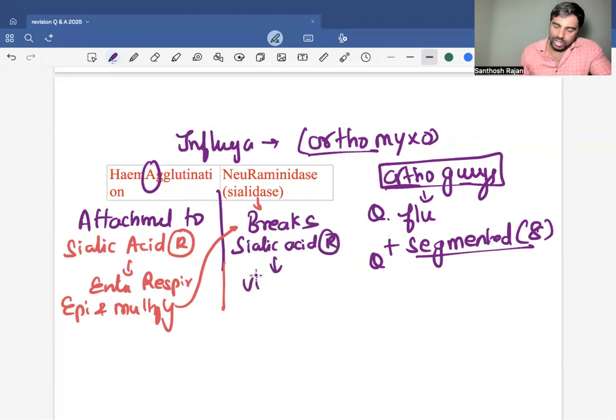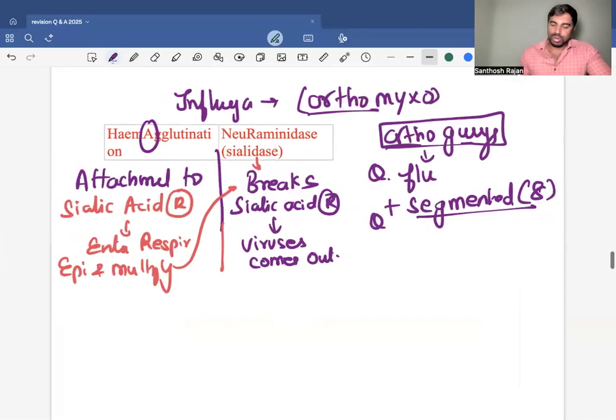So now what happened? The virus comes out of the cell. After multiplication, all the viruses will come out. It's the opposite, so this mechanism is called elution. So elution is for influenza.